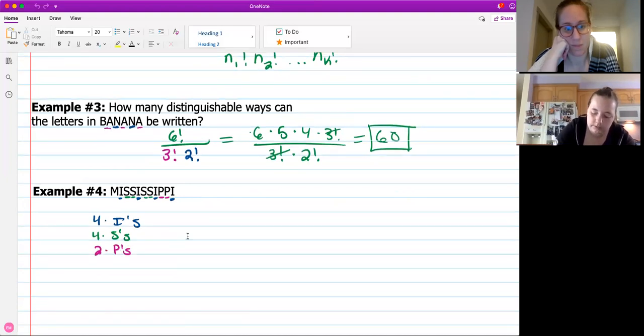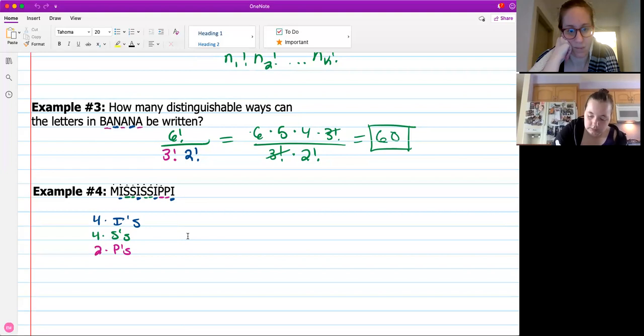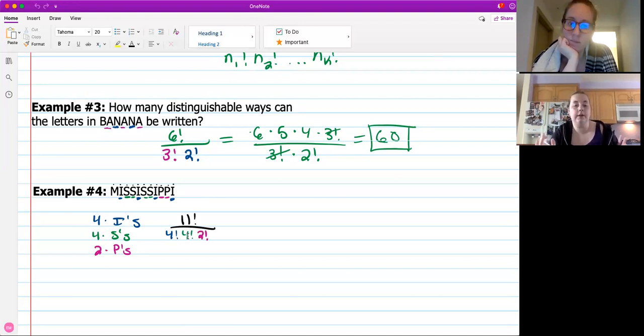So when we go through and do this, we're going to have 1, 2, 3, 4, 5, 6, 7, 8, 9, 10, 11 total letters. And then we have the 4, so 4 factorial, 4 factorial, and 2 factorial. And again, you can expand that out and simplify. And that just ends up being this super huge 34,650. And that is the number of distinguishable ways that you can write Mississippi.